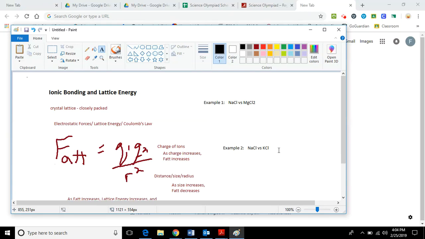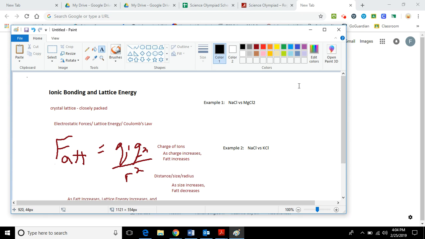Hey guys, so we're going to talk a little bit about ionic bonding and lattice energy. The first thing that we need to talk about is the fact that whenever I hear the word lattice energy or electrostatic forces, I'm only talking about ionic compounds. And an ionic compound is a metal and a nonmetal coming together.